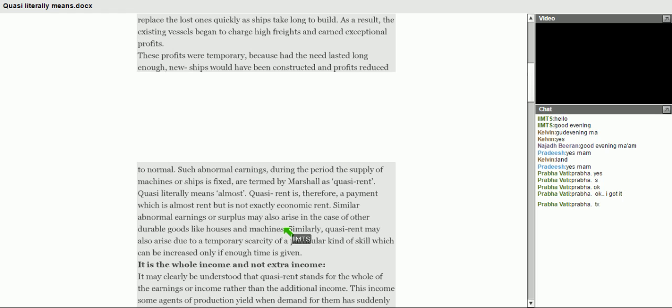This is something which arises under abnormal circumstances. Abnormal circumstances in economics means when the supply of a particular thing becomes fixed and cannot be varied or changed. In that case, whatever extra we are paying is termed quasi-rent. And it is a temporary phenomenon. It cannot be long lasting. All right, clear?